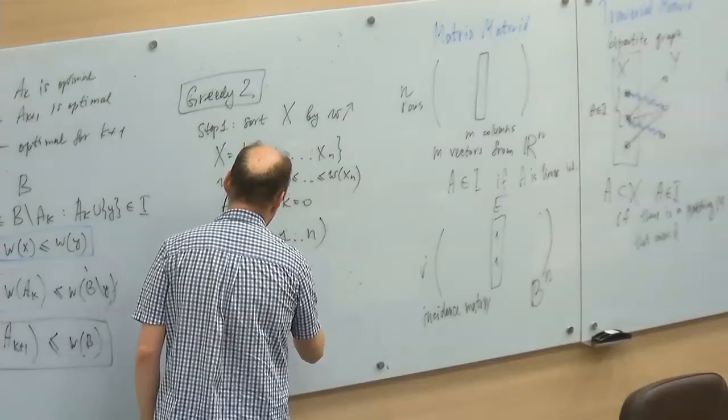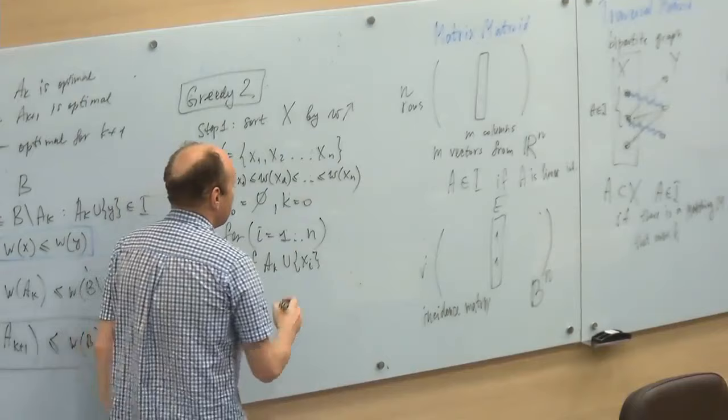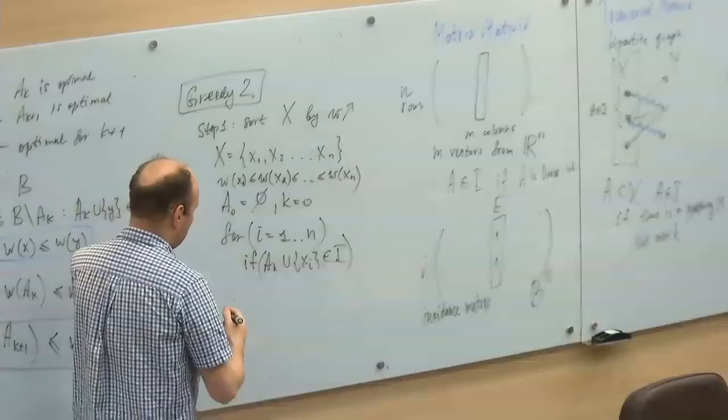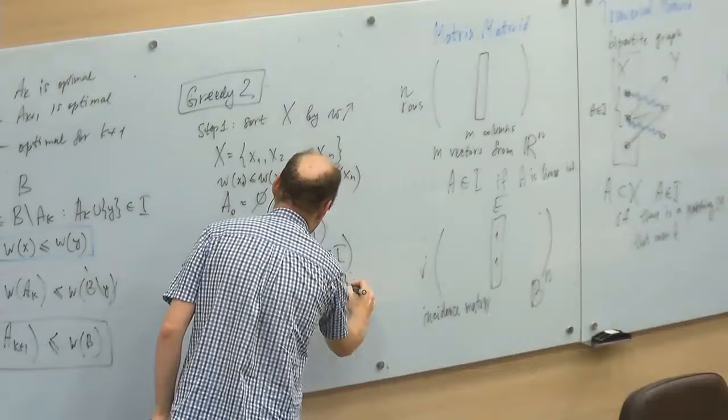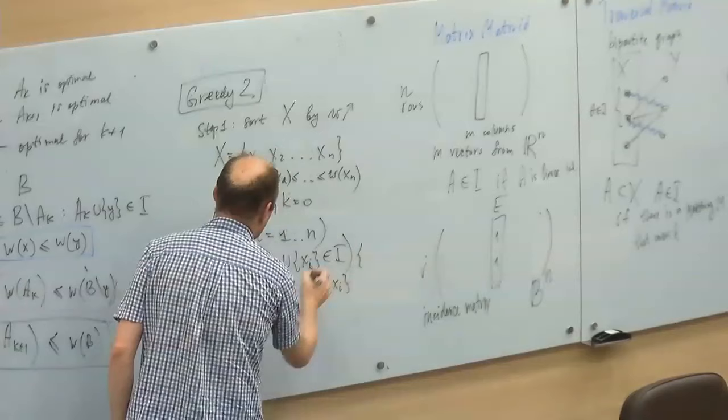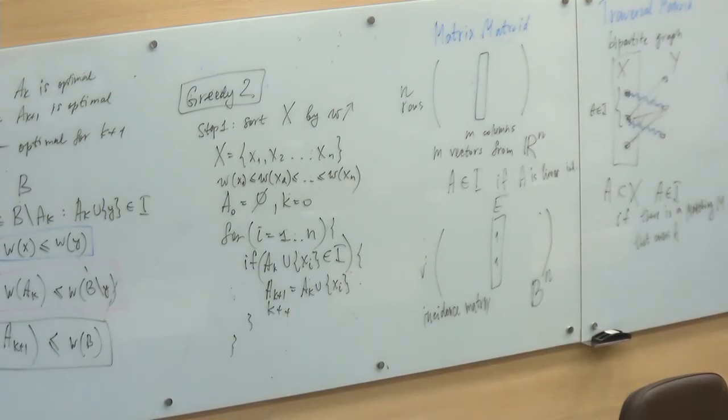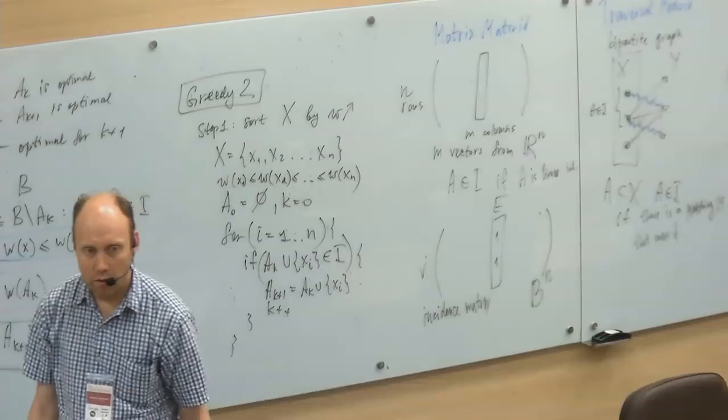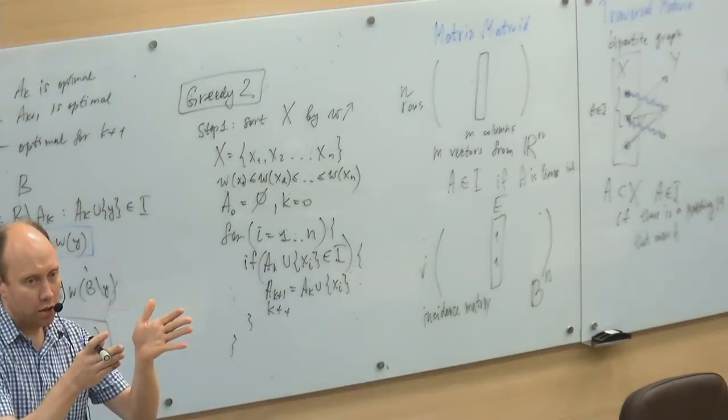If AK joined with XI is independent, then you say that AK plus 1 is AK joined with XI, and K is increased. If it's not independent, then you just skip it. So that's the algorithm that we call greedy 2. Well, greedy 2 algorithm is already very much like Kruskal algorithm. It's almost the same, just instead of checking it belongs to I, we check using disjoint set union if we can add this edge, keeping it acyclic, so that's exactly what we do.